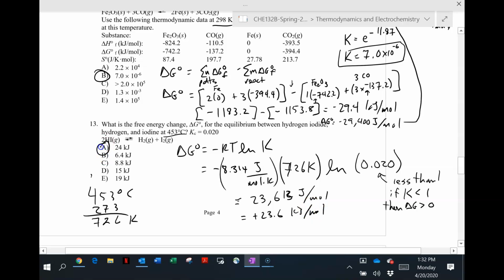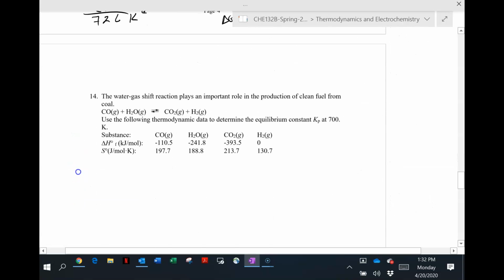So I'm going to go with A, with 24 kilojoules for the answer of this one. So again, you have to convert the joules here to kilojoules. You had to convert the Celsius to Kelvin in this case. So just a couple of little places you can mess up on that problem.